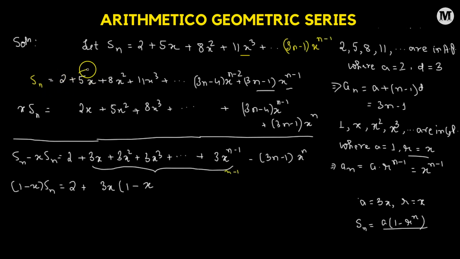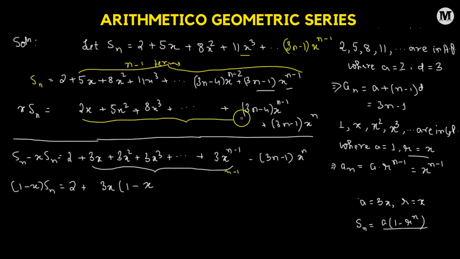So that means we consider the second term all the way up to the last term. And since Sn by definition has n number of terms, excluding one of the terms leaves it with only n minus 1 terms. Similarly, in xSn, here we consider the first term all the way up to the second last term. So here we have n minus 1 terms as well, because we excluded the last term.